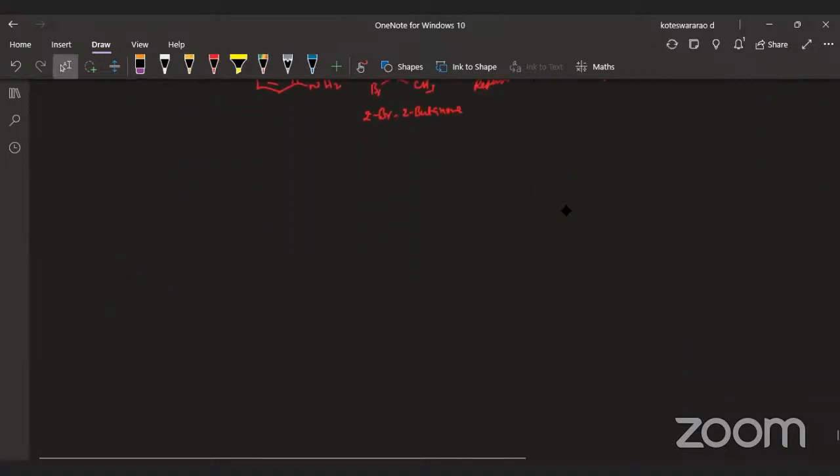Right. Mechanism of this reaction. Wherever we are discussing the mechanism, that is important to learn. The same will be asked in the examination, right? This is the aniline. The nitrogen is having a lone pair of electrons.